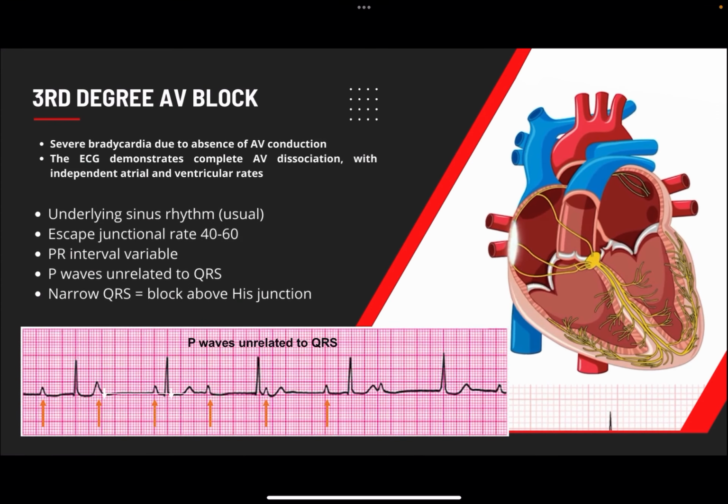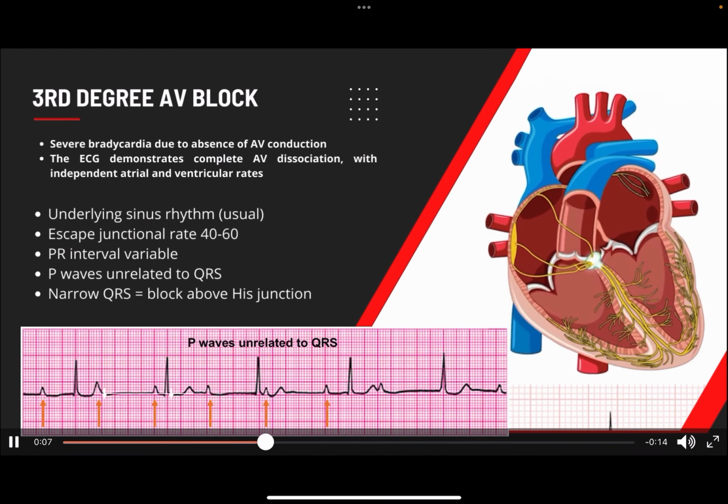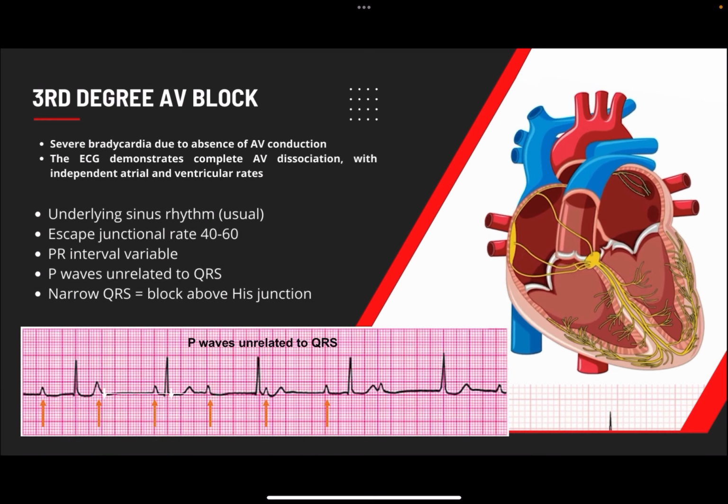Now this is a third degree AV block or complete heart block. What's happening here is that your atrium, this section here, and then your ventricle, they are totally not talking to each other. Imagine that there is a complete block in between the two of them. So what's the tendency of your heart to do? Like what's the heart gonna do?